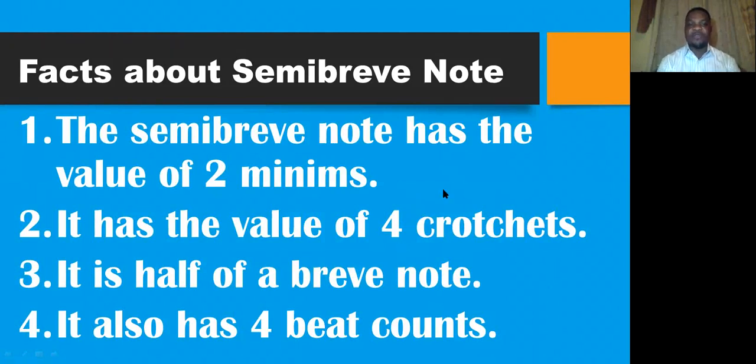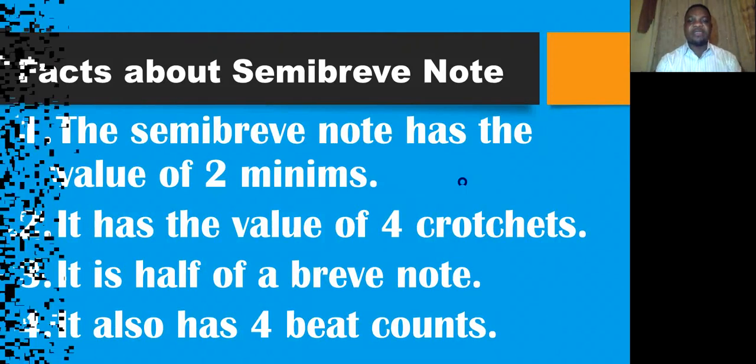That's all about semibreve. The first one says the semibreve has the value of 2 minims. And the second fact says the semibreve contains 4 crotchets. And the third fact says it is half a breve. Don't forget the name says semibreve. And the fourth and the last fact says it also has 4 beat counts. So that's about semibreve.